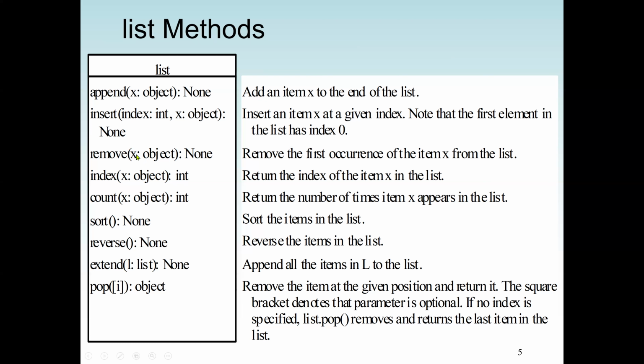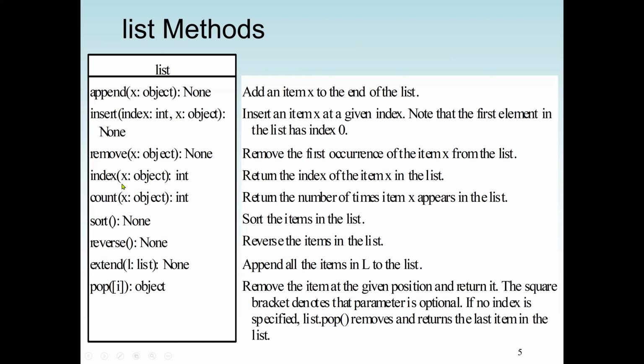Again, a list can have duplicate items. I can have, for example, a list of 2, 4, 2, 2, which means I have three 2s. So only the first X value. If it has 2 X values in the list, only the first one is going to be removed.